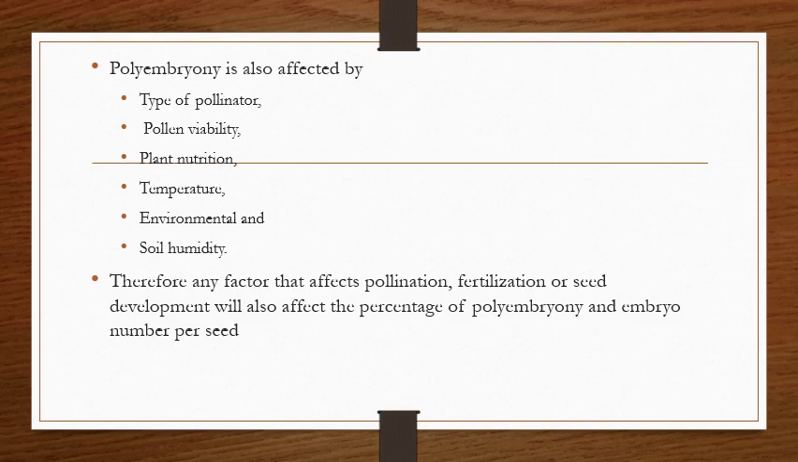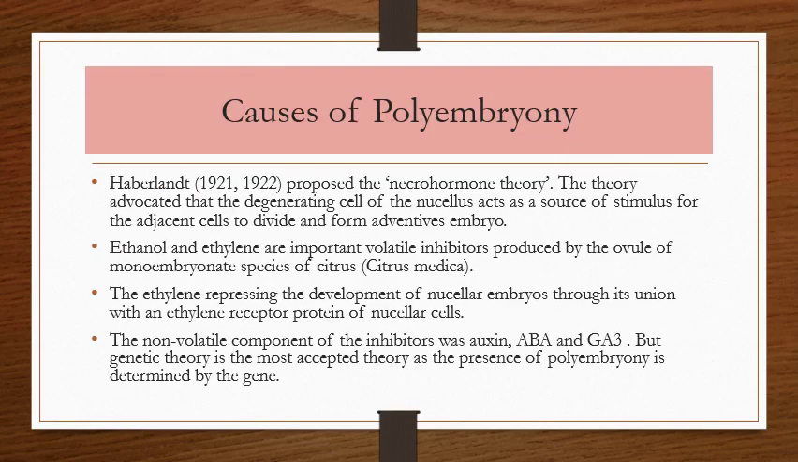Therefore, any factor that affects pollination, fertilization, or seed development also affects the percentage of polyembryony and embryo number per seed. Causes of polyembryony. Many theories have been proposed to explain the occurrence of polyembryony, but most of them are not sufficiently validated.